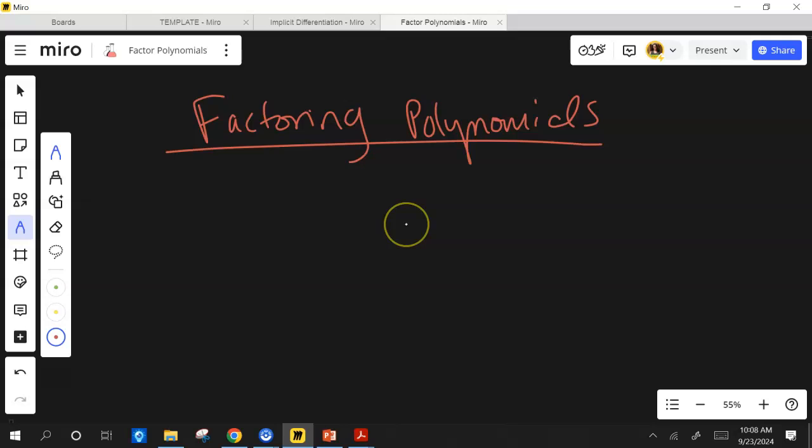Sum and difference of cubes. Cubes means power of 3, or something multiplied by itself 3 times. Grayson, give me an example of a perfect cube. Numeric. Give me a specific example.